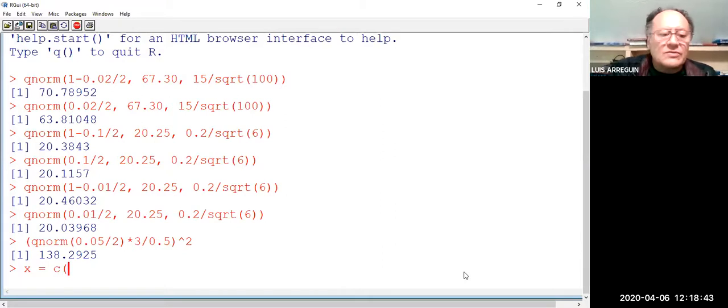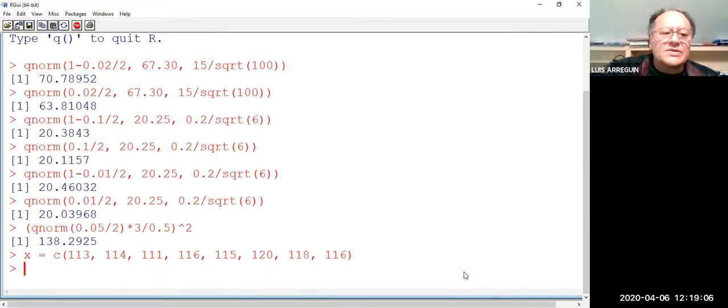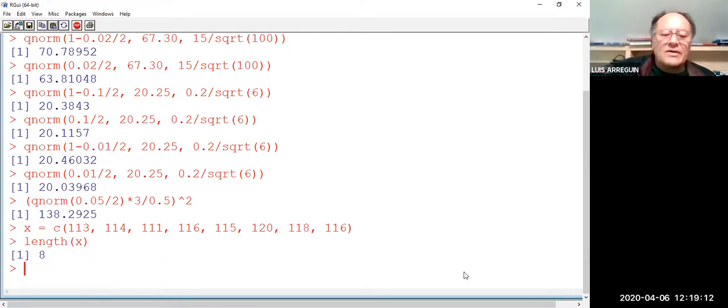So it's just 113, 114, 111, 116, 115, 120, 118, and 116. So you can check the length of the set to see whether I entered every value. So I need n equals 8.